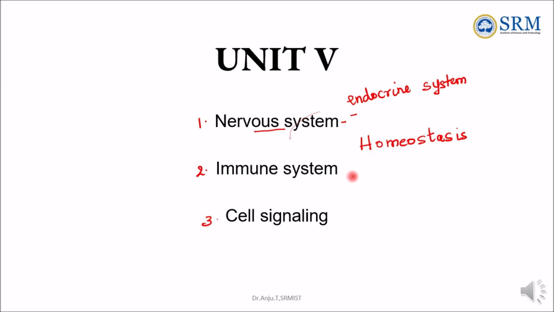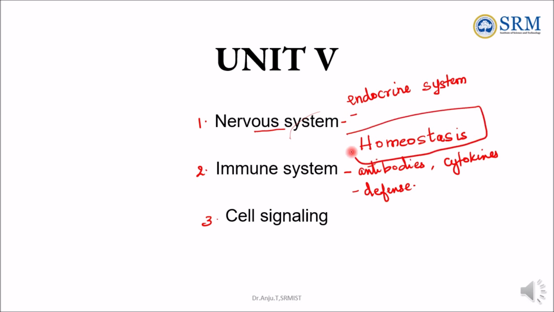In the same way, the immune system produces molecules like antibodies. They are a defense mechanism. They produce various protein molecules to fight against the foreign particles and organisms entering the body, and in turn they maintain the homeostasis of the organism. So these two systems are very important in maintaining a stable, equilibrium environment inside the organism, that is, homeostasis.